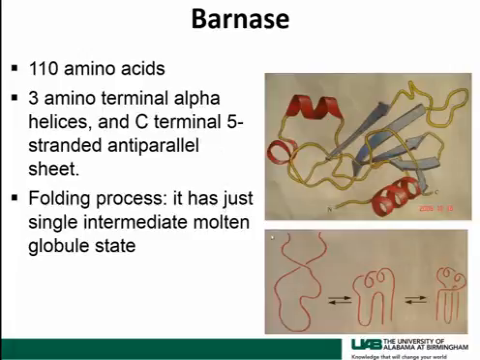The folding process goes from the unfolded state to one single intermediate, the molten globule, and then it goes to the native state right here. So this is an example that instead of experimenting with thousands and thousands of different structures, it only goes from the unfolded to an intermediate to the lowest energy level, which is the most compact.